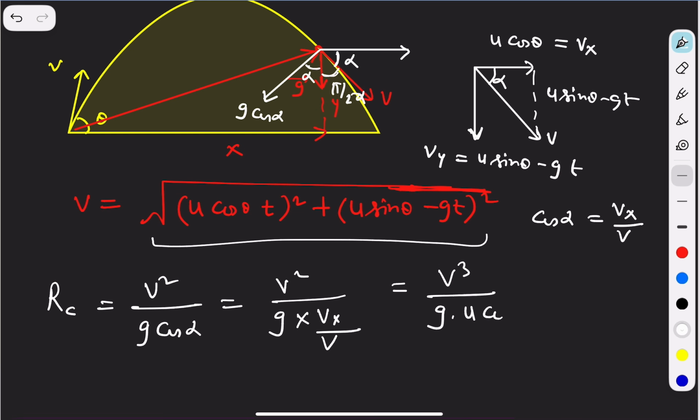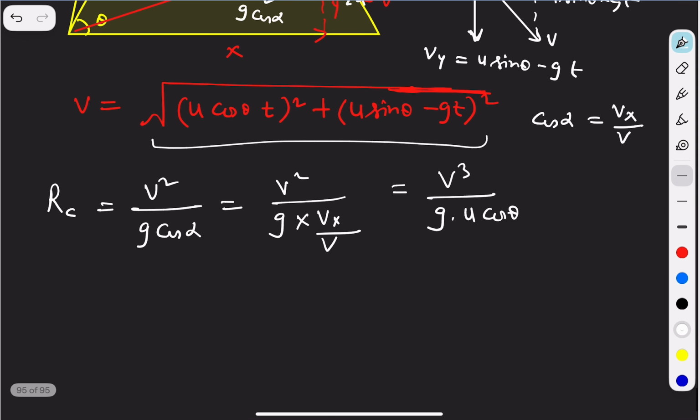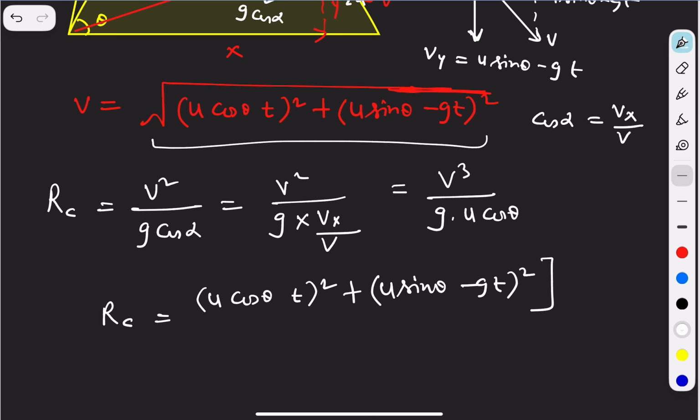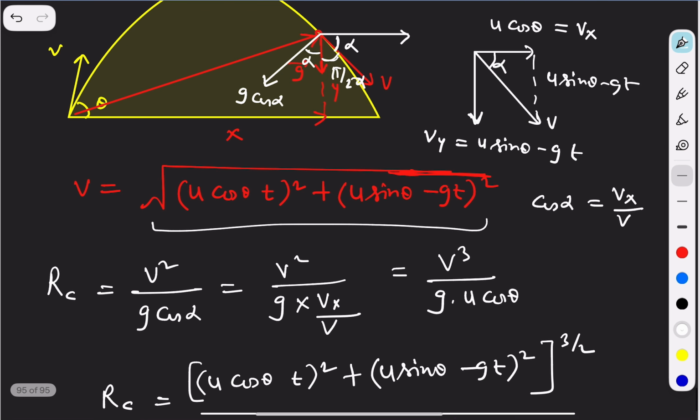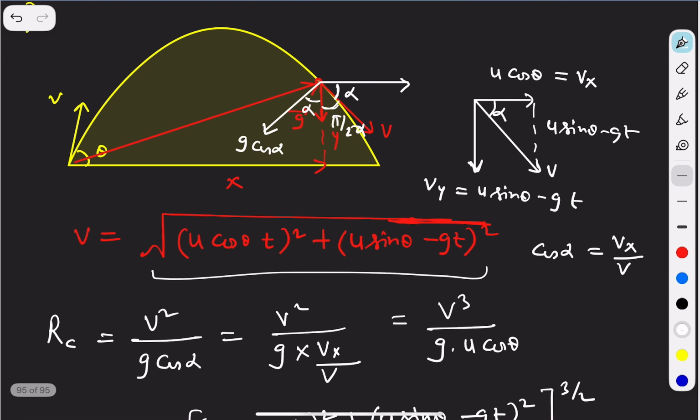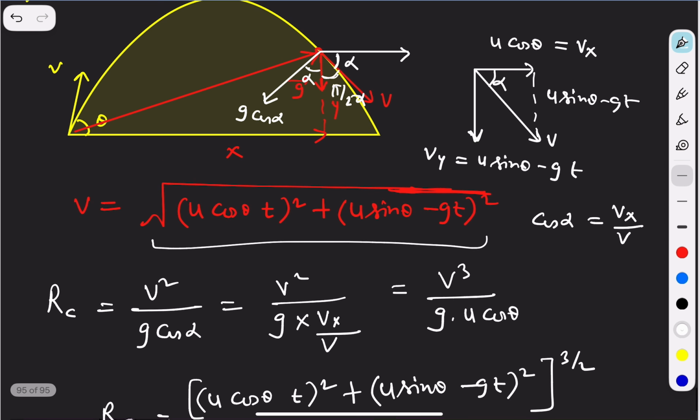So if we want to solve this, we can directly say it is (u cos theta into t) whole square plus (u sin theta minus gt) whole square, power 3 by 2, divided by g into u cos theta. This will be our answer for the radius of curvature. Because if you see, even without using vectors also we can deal with this problem. I hope you understood this part. I think it should be very clear.